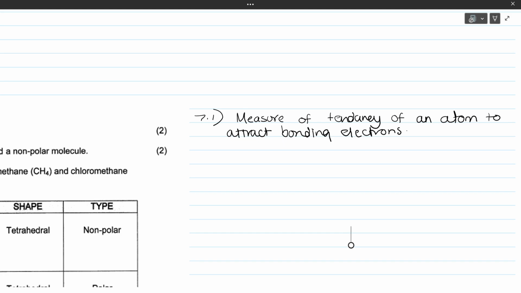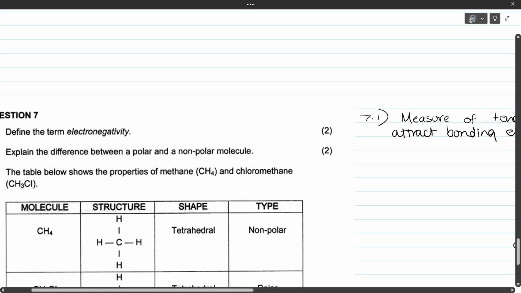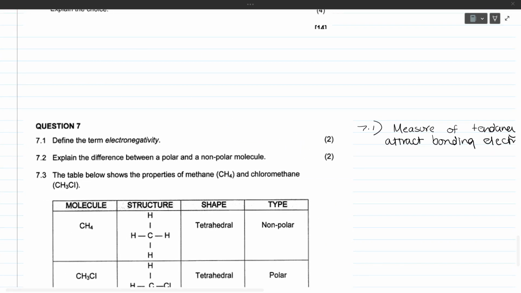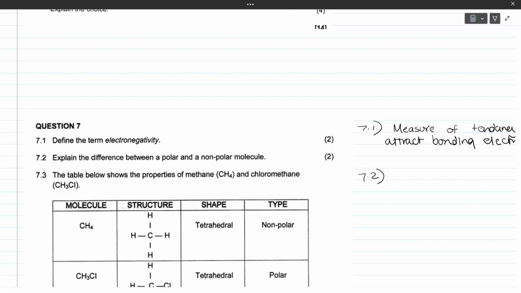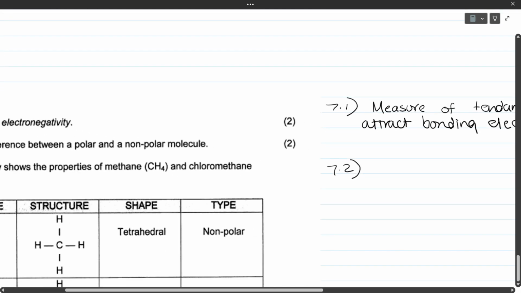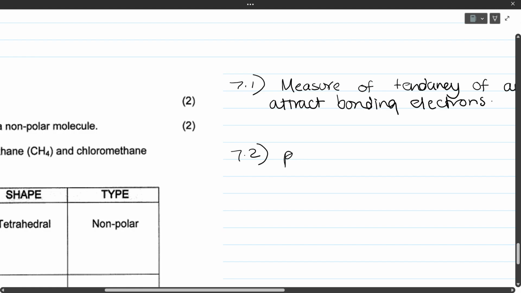Okay, so you're going to get 2 marks for stating measure of tendency of an atom to attract bonding electrons. 7.2, we want to explain the difference between a polar molecule and a non-polar molecule. So what are the words they're looking for to give you a mark for this? Firstly, when you're talking about a polar molecule, you want to use the words like there is an uneven charge distribution.